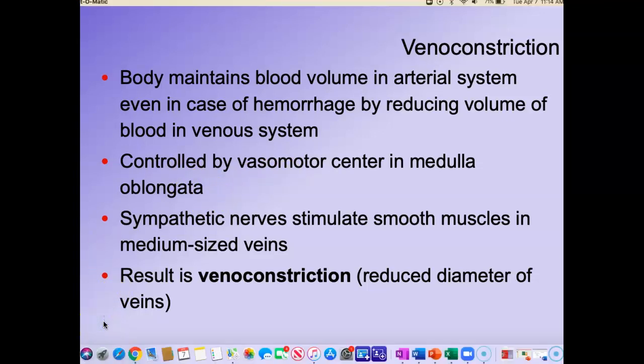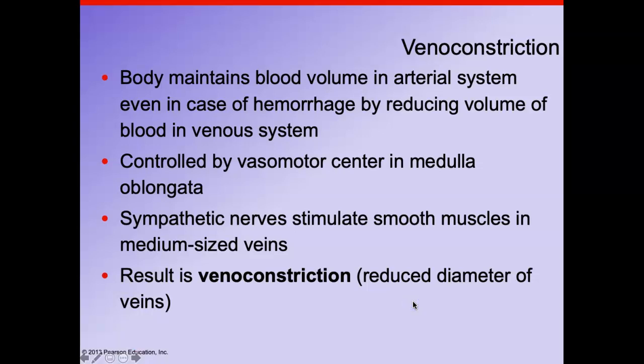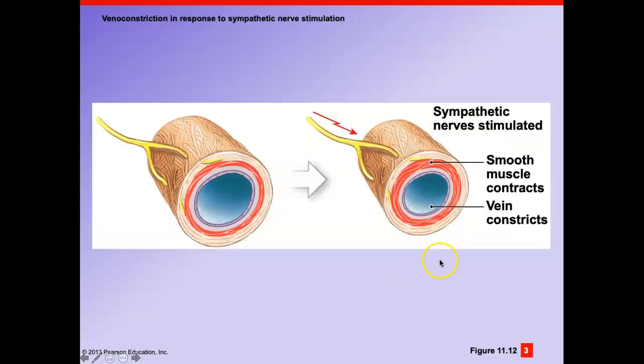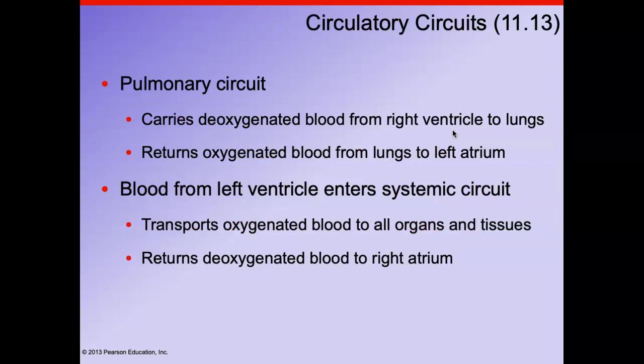Vasoconstriction is controlled in the medulla oblongata, and it will just reduce the blood in the venous system by vasoconstriction. So here you can see the diameter has been reduced. So your blood pressure is going to change depending on how constricted your veins are.